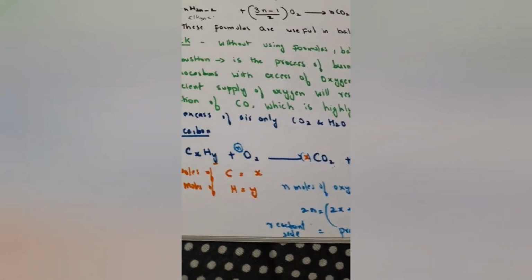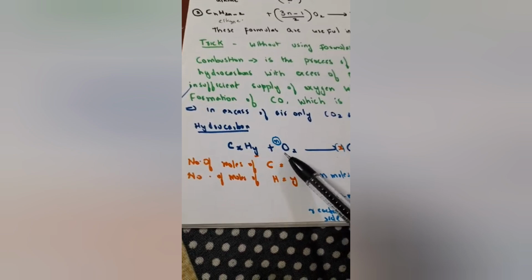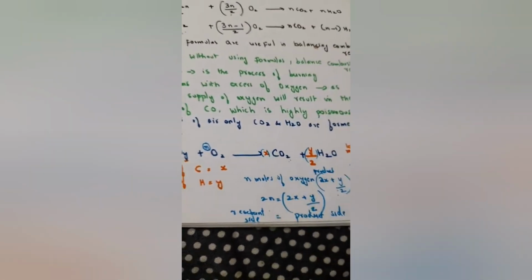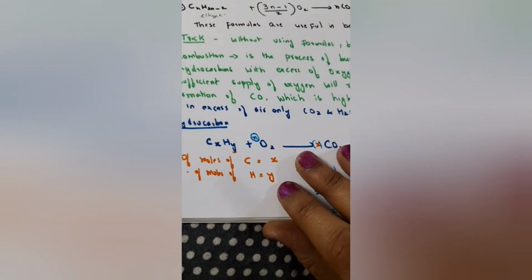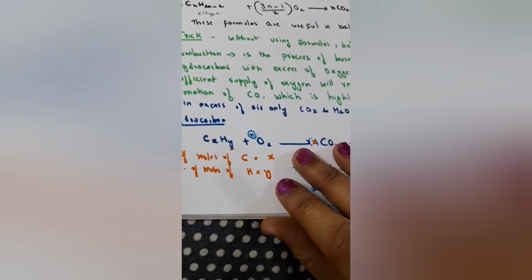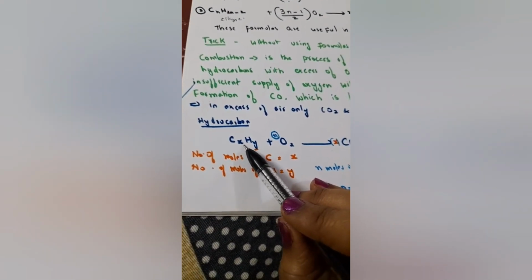Now let us write the equation. CxHy, that is a hydrocarbon. It is burnt in air, that is plus oxygen, giving CO2 plus H2O. Now we will try to balance this equation. For that, let us see how many moles of carbon are there? x moles of carbon are there.